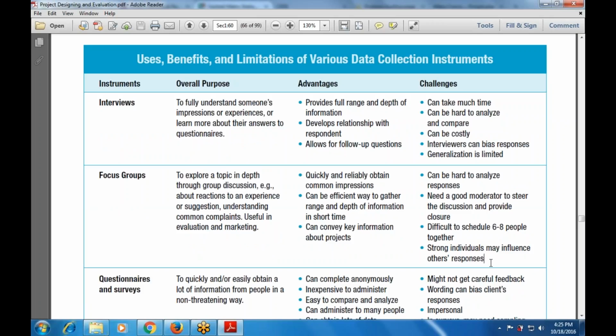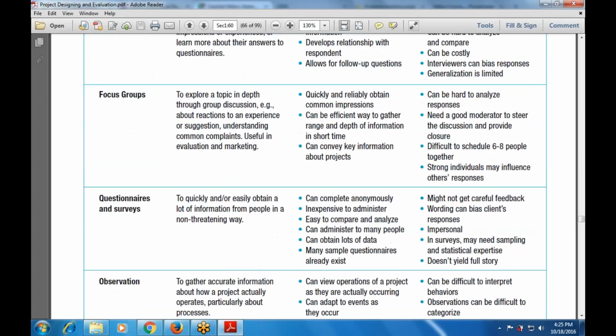Next are questionnaires and surveys. What is the main purpose? We want written proof, with a set of questions, which is the questionnaire and the survey. It helps quickly and easily obtain a lot of information from people in a non-threatening way. It can be completed anonymously, is very inexpensive to administer, is easy to compare and analyze, and can be administered to many people.